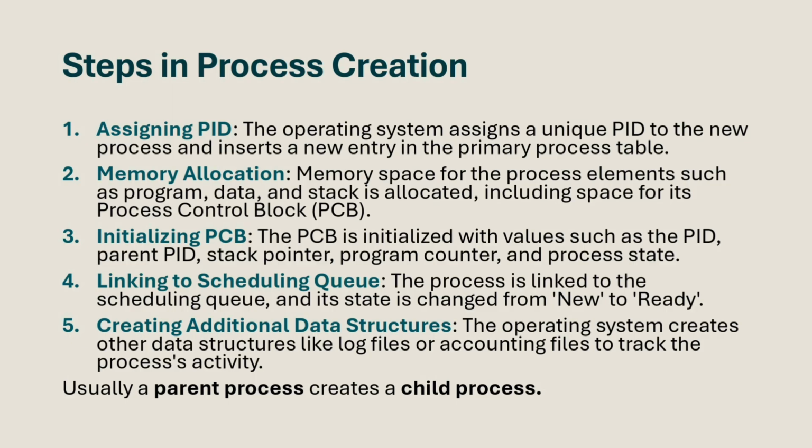After allocating the memory, the next step is to initialize the PCB. The PCB, or the process control block, is initialized with values such as the PID, which is the unique process identifier, and the parent PID, which is the identifier of the parent process. And then there are the stack pointer, program counter, and process state. After this step, we move on to linking to the schedule queue. The new process is linked to the scheduling queue, and here the state will be changed from new to ready. After this step, we can create additional data structures like log files or accounting files that are related to the process activities.